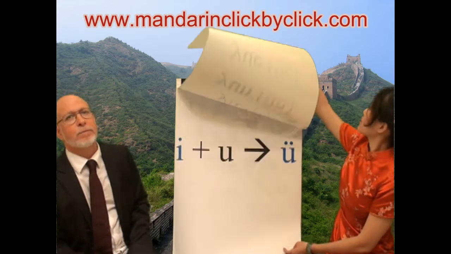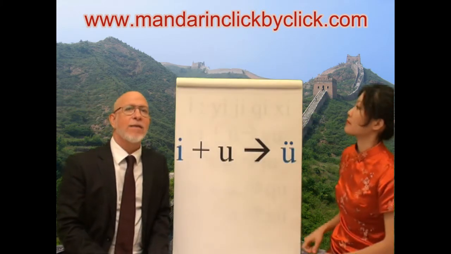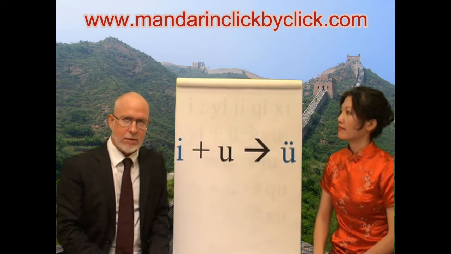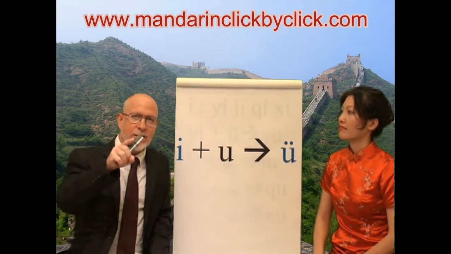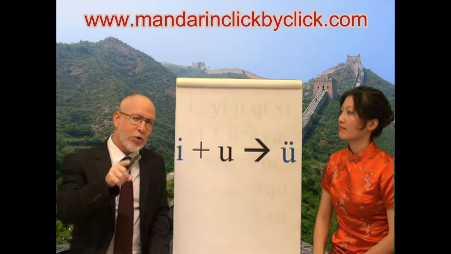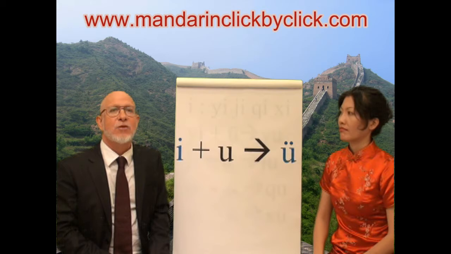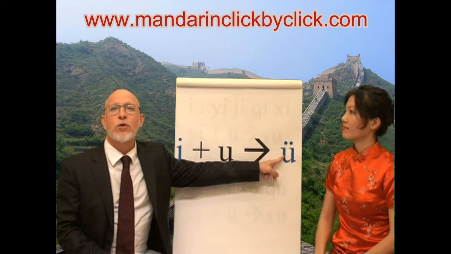Now, after the Y, the J, the Q, and the X, there is the U sound. When there's the U sound after Y, J, Q, and X, it is rounded, like the German umlaut. If you studied German, then you know what this one is. It's a rounded U sound.